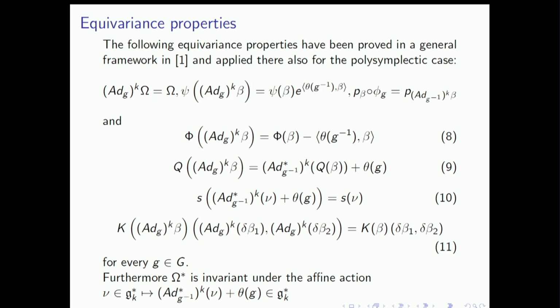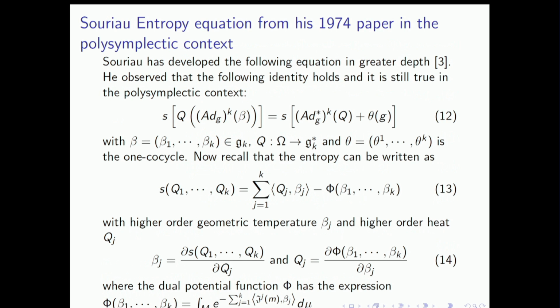For example, in the polysymplectic case, omega is invariant under the adjoint representation. Psi also satisfies this property, which is very important for me. The heat satisfies this property, and the entropy also. I'm not touching the Fisher, which I think maybe I will have to deal with in the future. But at the moment, let us concentrate on other stuff.